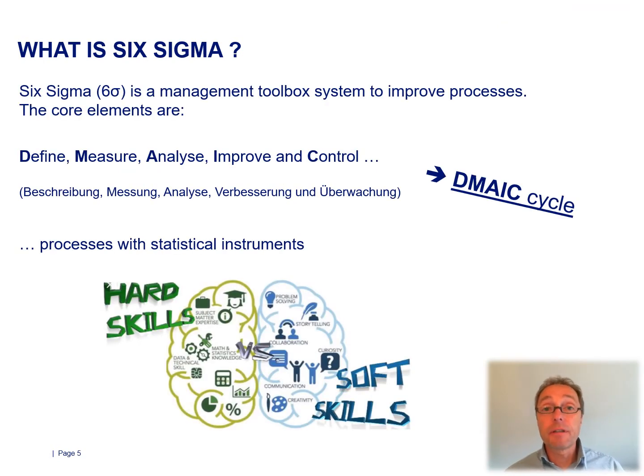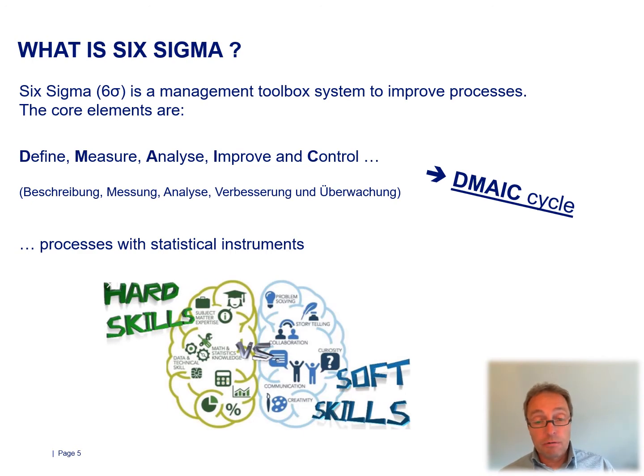Six Sigma is a management toolbox system to improve processes. The core elements are define, measure, analyze, improve, and control processes with statistical instruments. This is also called DMAIC or the DMAIC cycle. And the DMAIC cycle is the core of Six Sigma.